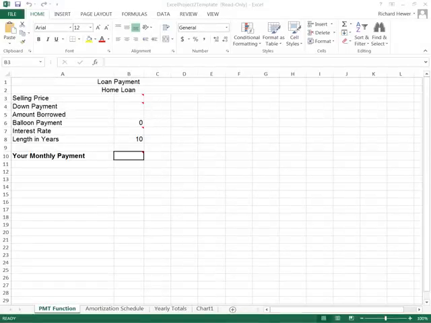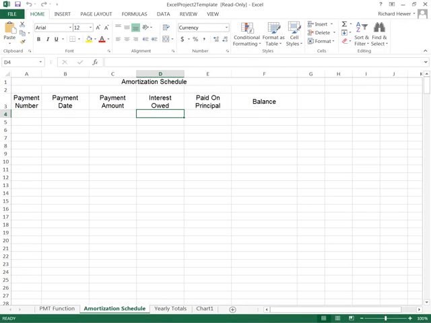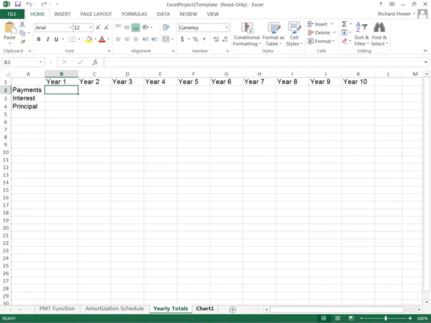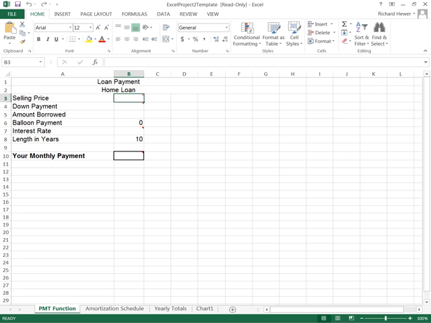Hi, today we're going to go over Excel Project 2, and what you should be doing for Excel Project 2 is downloading the instruction sheets and downloading this template. The template you download should look like this, and it should have a payment function tab, an amortization schedule tab, a yearly totals tab, and a chart tab. For the payment function tab, work on that first, then the amortization, then yearly total, then chart 1.